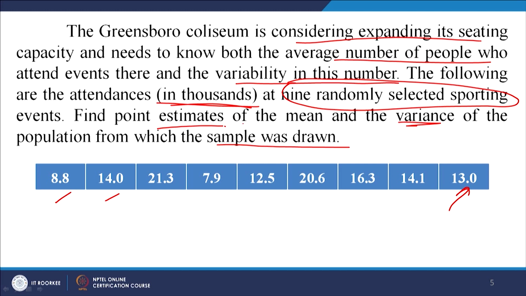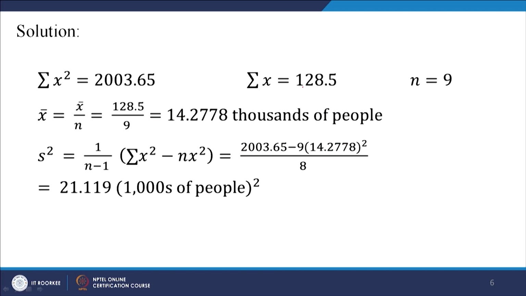The question was that we have to estimate the population parameter, the mean first of all. So calculate mean and variance. It is very simple, just the summation of all these divided by 9. This is the sample mean. It is 14.27. And for calculating sample variance, it is the summation of x square minus n times x bar square, divided by n minus 1. So the variance is 21.119. So this was just an example on point estimation.